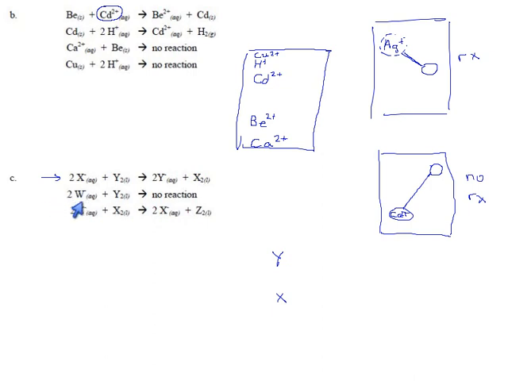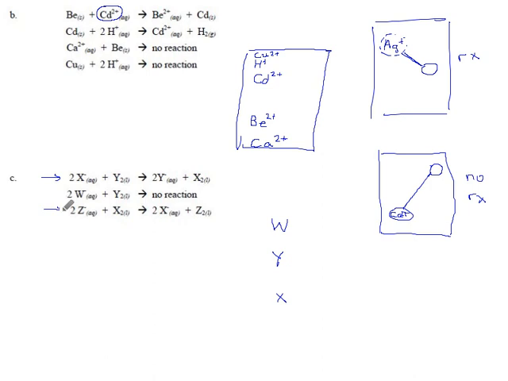Next one, who's trying to take from who here? The more positive species tries to take from the more negative one. So Y tried to take electrons from W and couldn't do it. That means W is tougher than Y. Y and W fought over electrons and W won. So on the rankings now W is higher.